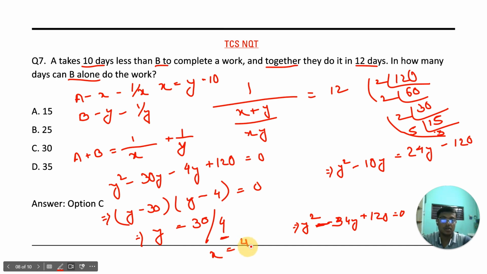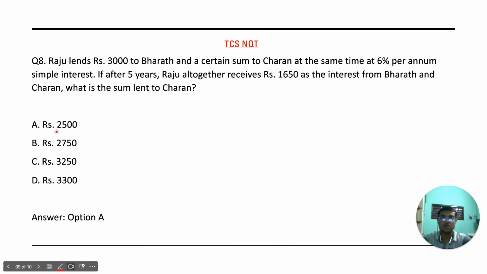Now, Y cannot be 4 because if we take Y as 4, then X comes out to be 4 minus 10, which is minus 6, and number of days can never be negative, hence 4 cannot be the value of Y. So the value of Y comes out to be 30, hence B can do the work alone in 30 days, which is option C. Hope you all got the logic. Let's move on to question 8. So this is the last question for the day. Let's do it together.